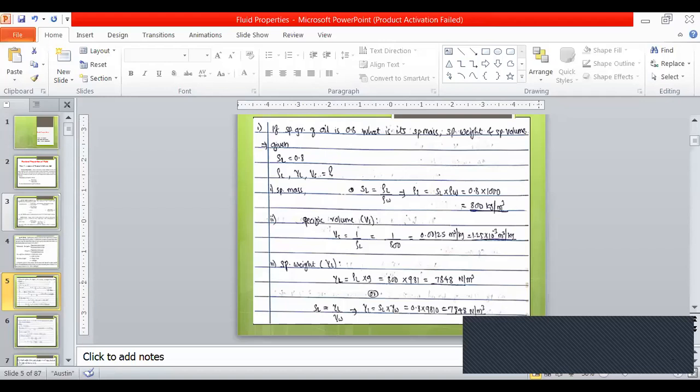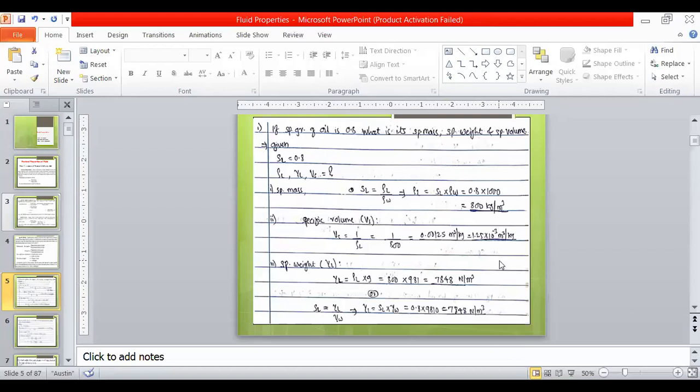Okay, solve this problem. Have you solved this one? How to solve this problem? See here, what is the specific gravity? It has been given as 0.8. So here we can write S L is equal to 0.8, and it has been asked to find out the rho L value, then the gamma L value, and the specific volume. These values we have to find out.